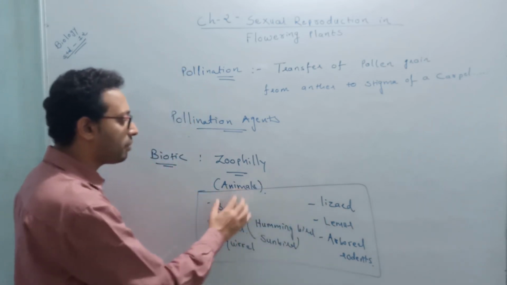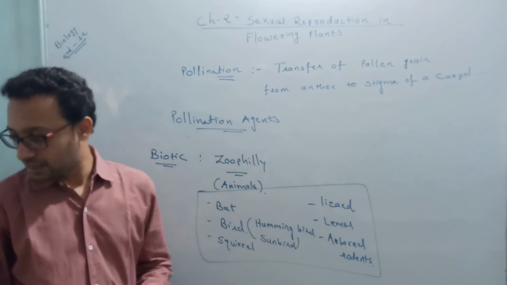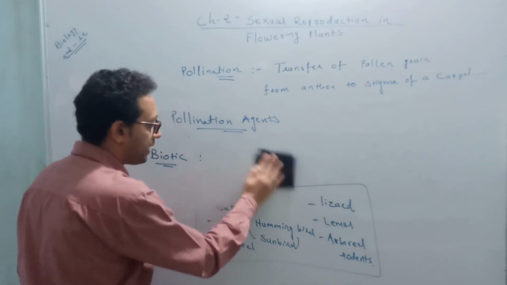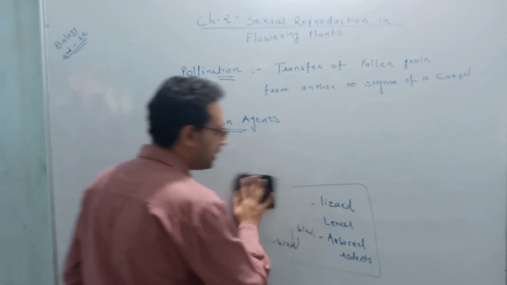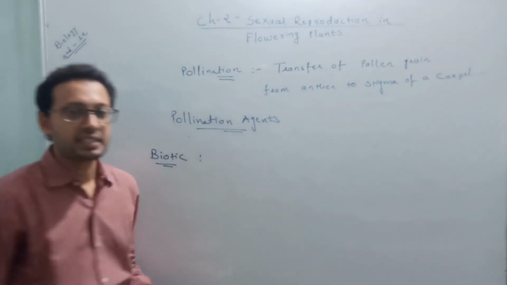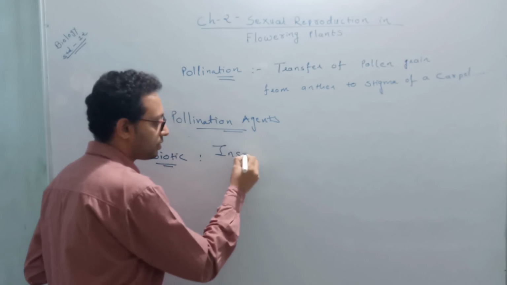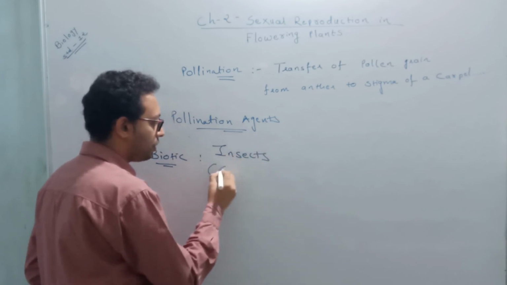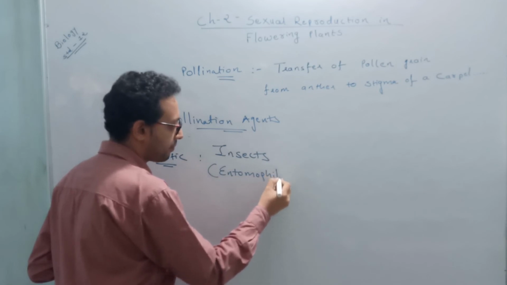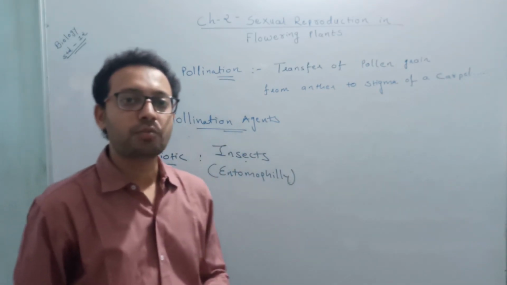And pollination with the help of animals is called zoophily. Okay. Next, pollination with the help of insects. Animals also include insects, but I will discuss the pollination with help of insects separately. So pollination with help of insects is called entomophily.